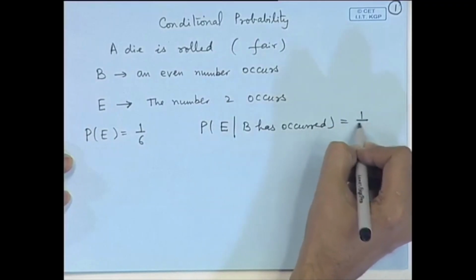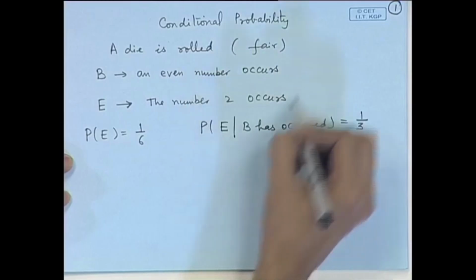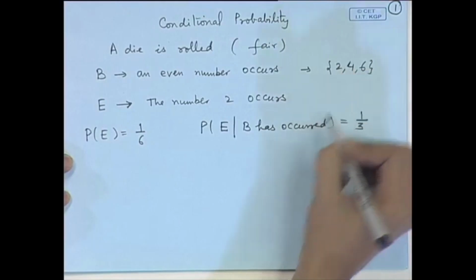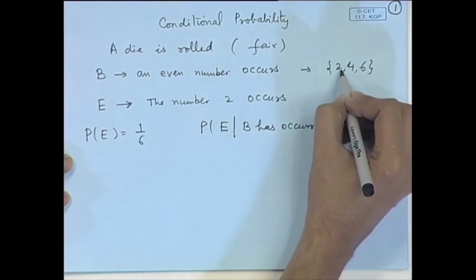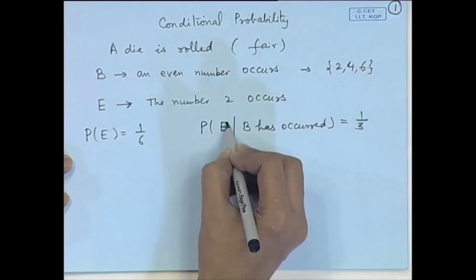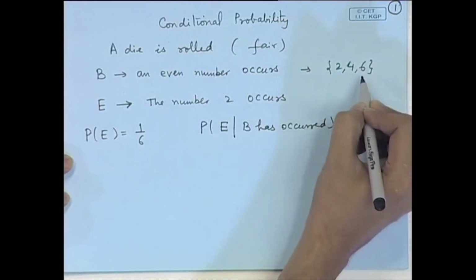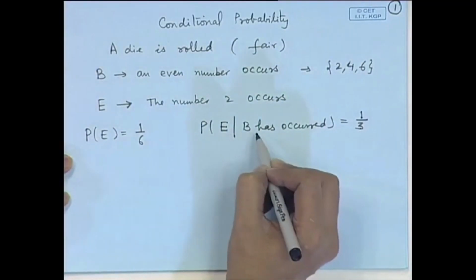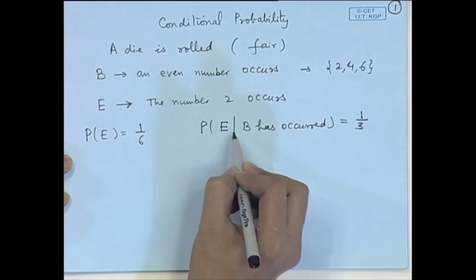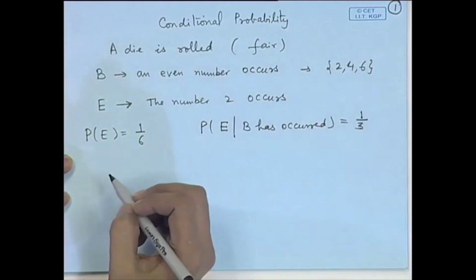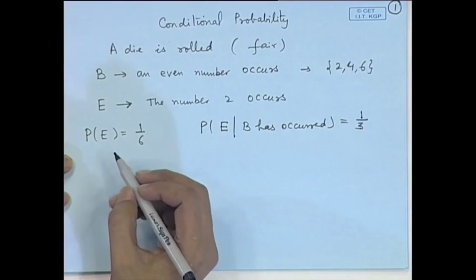is 1 by 3, because B has elements 2, 4 and 6. That means my sample space has been restricted to consist of 3 elements: 2, 4 and 6. Now, out of this, if 2 occurs, then it is one of the 3 possibilities, and therefore the probability of that is equal to 1 by 3. So, you can see that the partial information helps us in making better probability statements. Let us define formally the conditional probability.